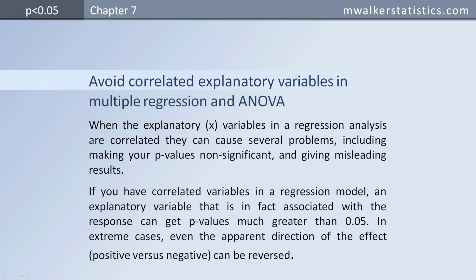When the explanatory X variables in a regression analysis are correlated, they can cause several problems, including making your p-values non-significant and giving misleading results. If you have correlated variables in a regression model, an explanatory variable that is in fact associated with the response can get p-values much greater than 0.05. In extreme cases, even the apparent direction of the effect, positive versus negative, can be reversed.